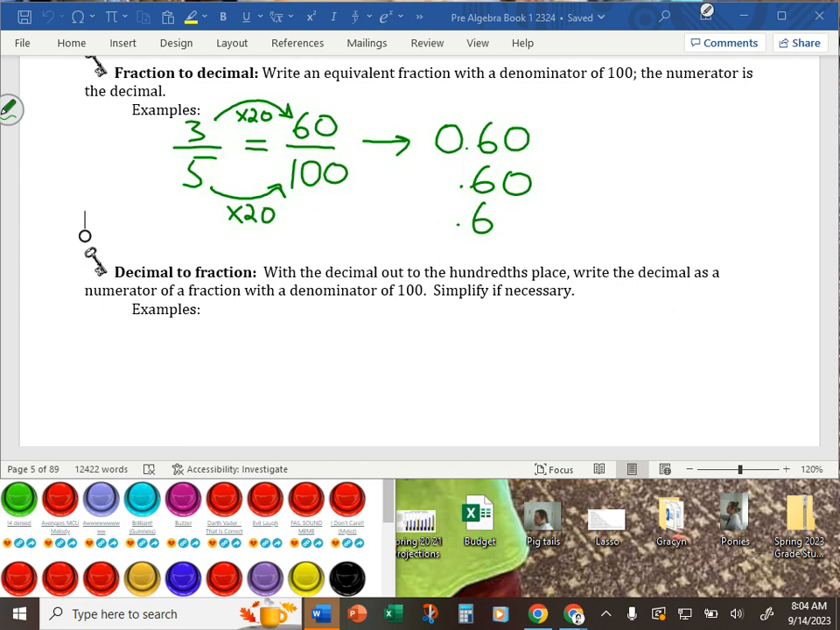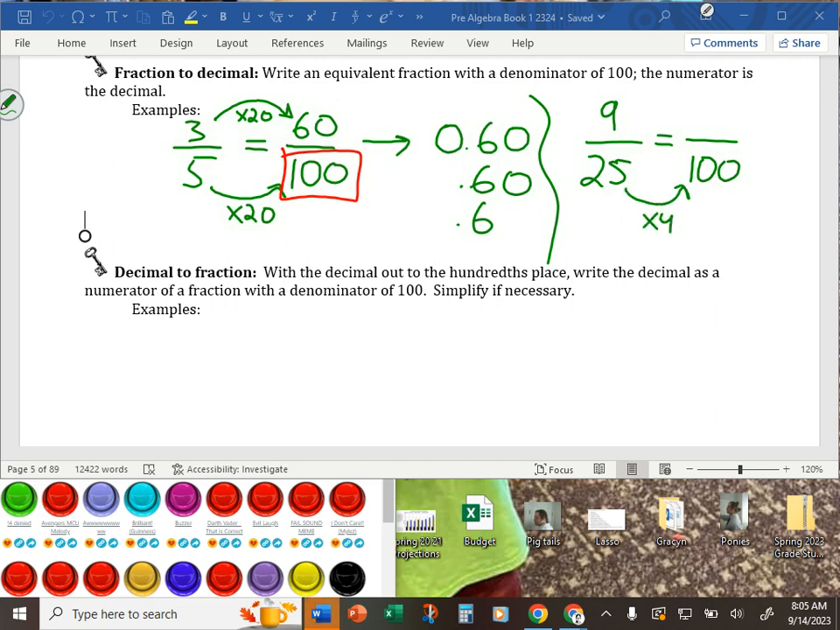Let's say we had 9/25. Okay, 9/25 is our fraction. We want to write that as a decimal. Again, our goal is to get this denominator of 100. Right? That's what we want. How do we get from 25 to 100? Multiply by 4. And because it's a fraction, what you do to the bottom, you've got to do to the top. 9 times 4 is 36.